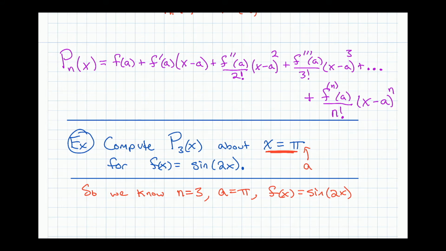So like a is pi, right? So f of a, that's going to be a number. You're going to need to calculate that number. F prime of a, that's going to be a number. We're going to need to calculate that number. F double prime of a, that's a number. You're going to need to calculate that number. F triple prime of a, that's a number. You're going to need to calculate that number.